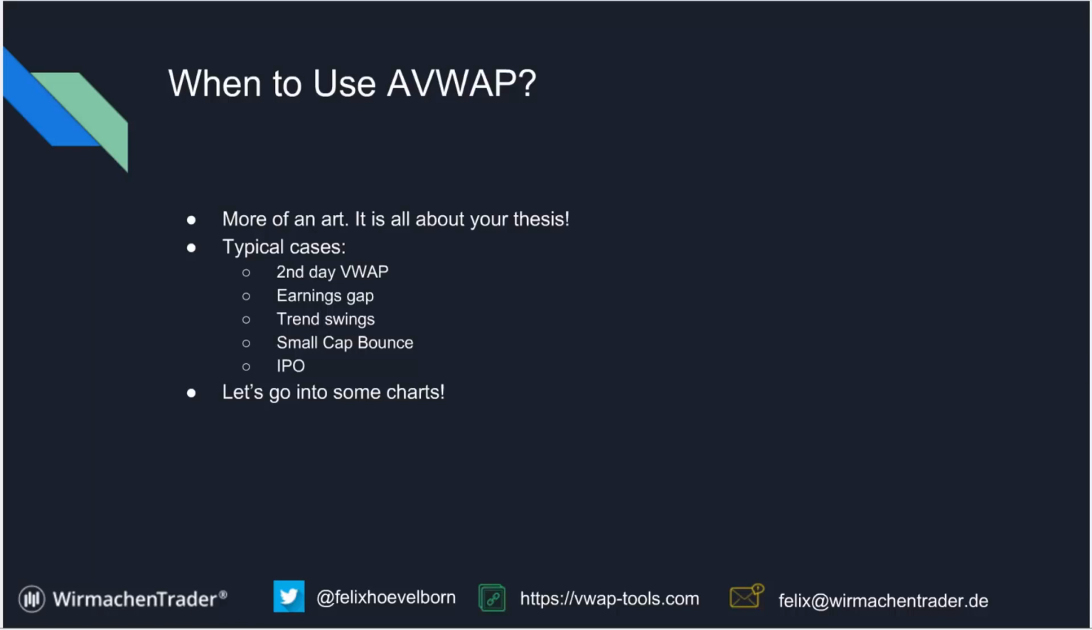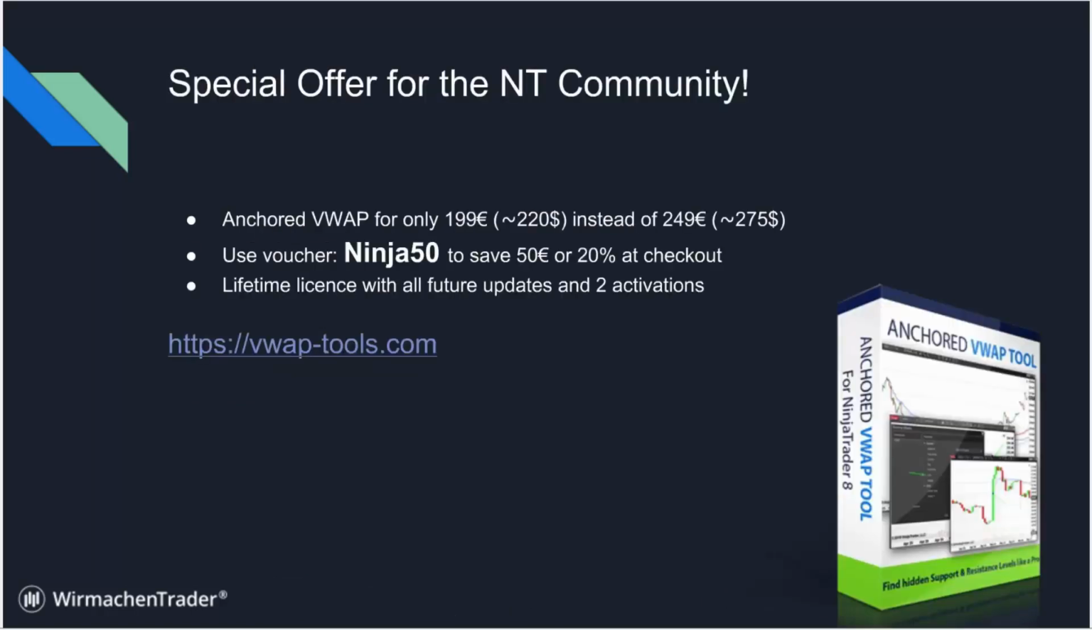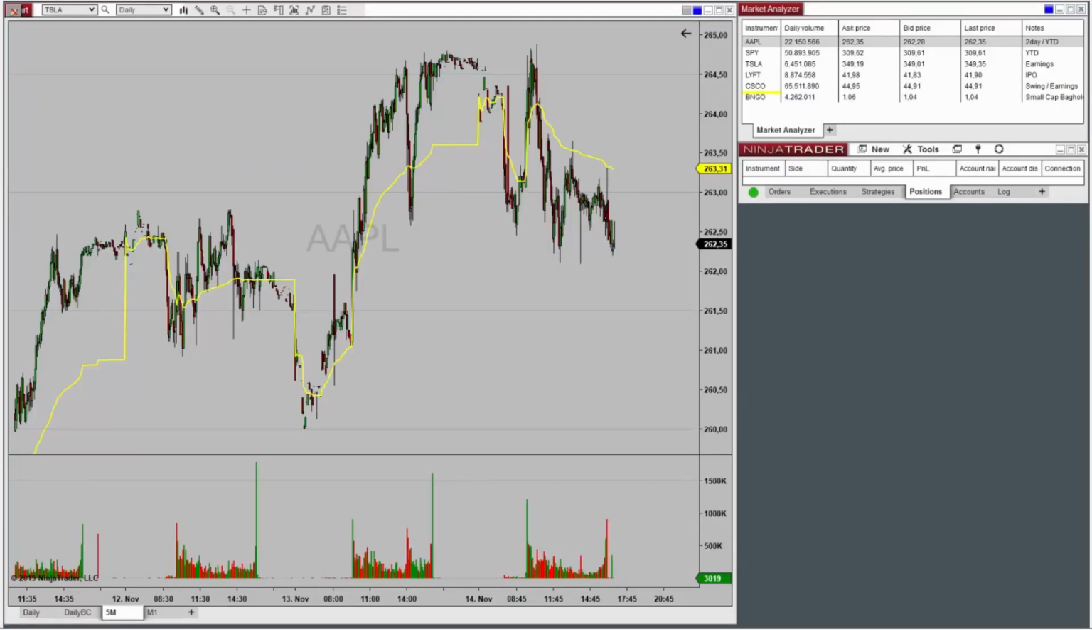You can use it from trend swings. You can use it on small cap bounces, for example, and you can also use it on IPOs. And you see there are many more examples than this, but we just have like 10 more minutes to go over this, so I will make this real quick and let's jump right back into the chart.